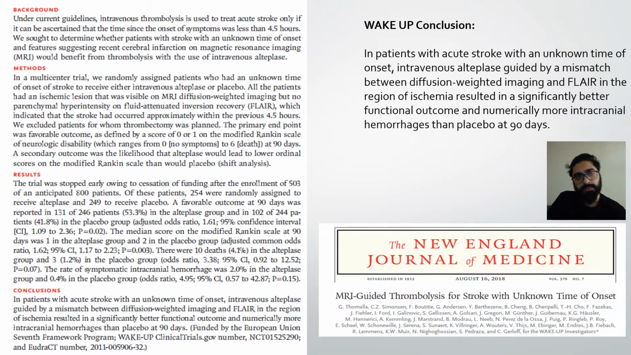So among people who received alteplase, 53.3% achieved a better outcome, as opposed to 41.8% in the placebo group. So that was the difference which the WAKE-UP trial came up with in 2018, and this was a very landmark paper.